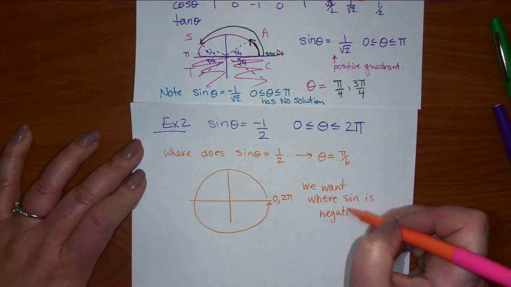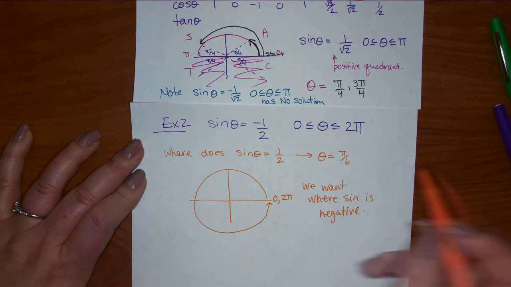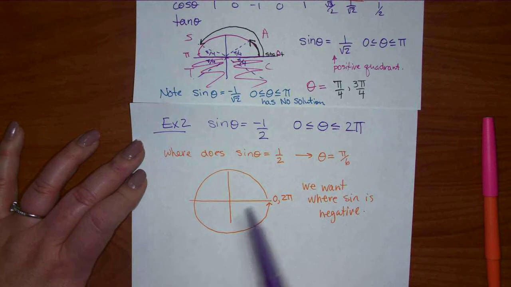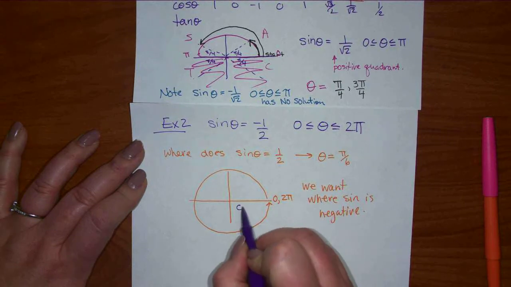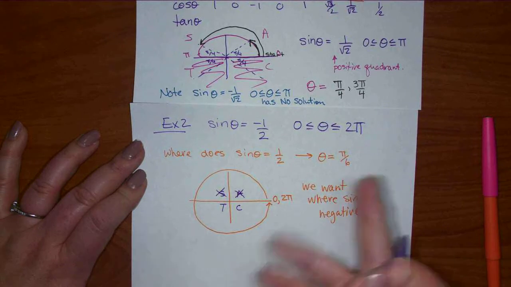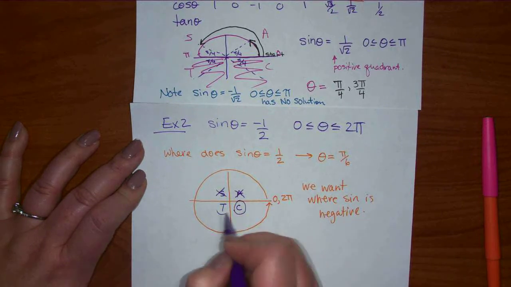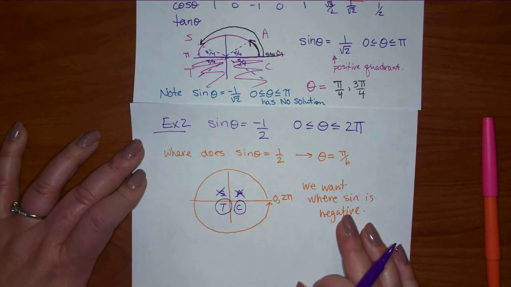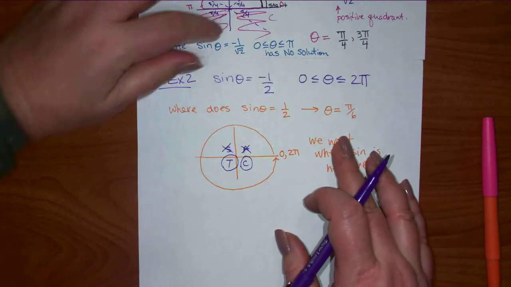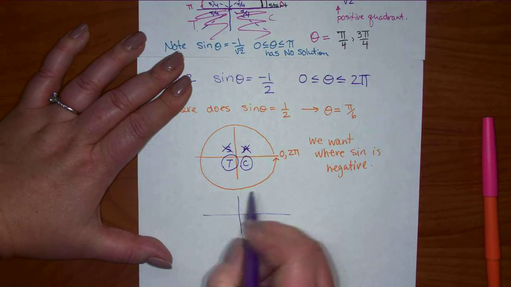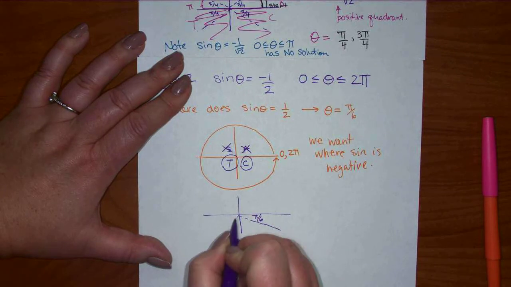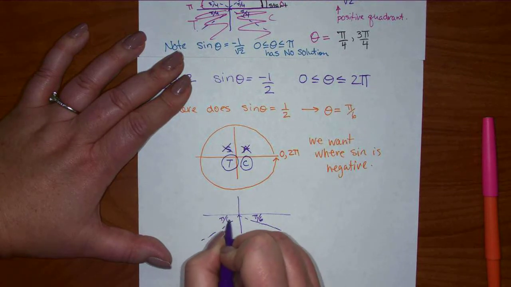We want where sine is negative only, because the question will have a negative. So which ones are we looking in? We don't want the top two, because that's where sine is positive. We want the bottom two, so we're looking at the reference angle being in those two. So let's draw that reference angle in each of those quadrants and see what that's equal to. So we get pi over 6 here and here, because those are the two that are negative.